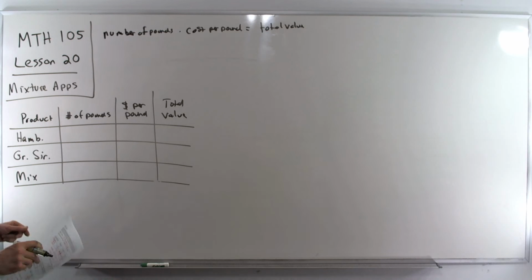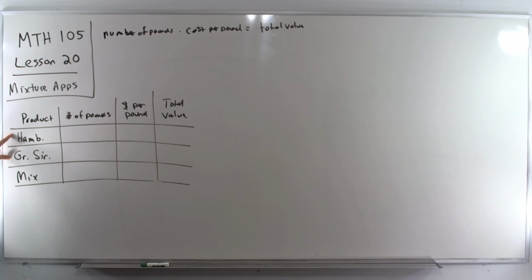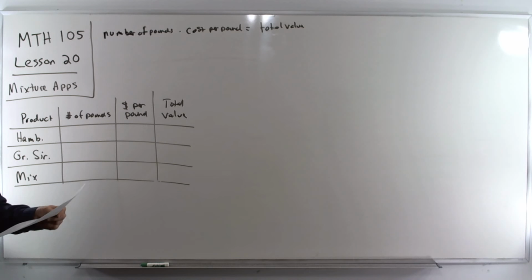All right, so what we're going to do is take some hamburger, combine it with some ground sirloin, and get a mixture that's somewhere between the two prices for the hamburger and the ground sirloin. So a butcher would like to create 150 pounds of a ground beef mixture made up of hamburger, which sells for $2 per pound, with ground sirloin, which sells for $3.60 per pound. Now the butcher would like to combine these so that the mixture will sell for $2.50 per pound. So we're trying to figure out how much of each type of ground beef should be used.